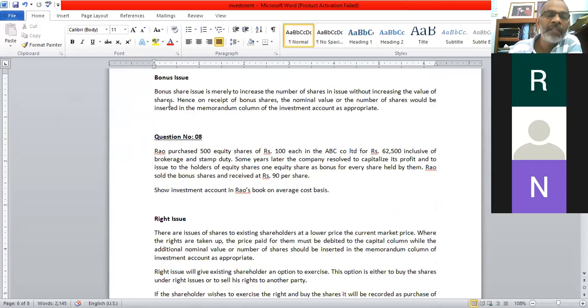Next one, bonus issue. The bonus share issue is merely to increase the number of shares in an issue without increasing the value of the shares. You have studied this in company accounts. Without paying anything, we get shares from the company for our holding. That is called a bonus issue. If we have 200 shares and the company decides to issue 1 share for every 100, you will receive 2 shares as a bonus. You don't have to pay anything. That is called a bonus issue.